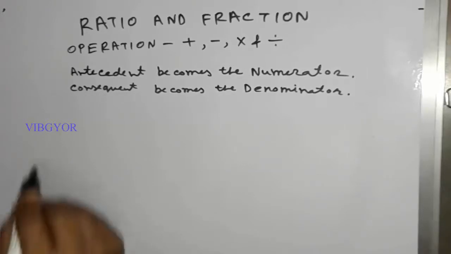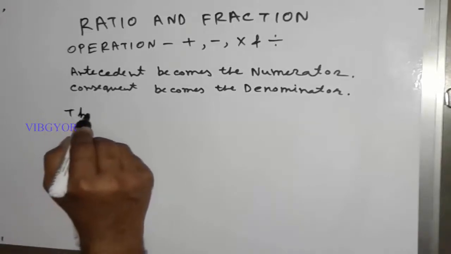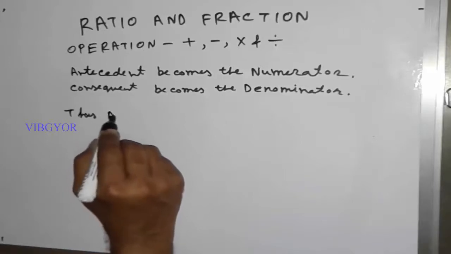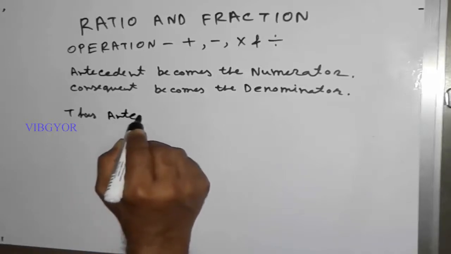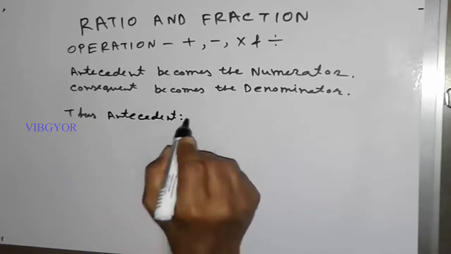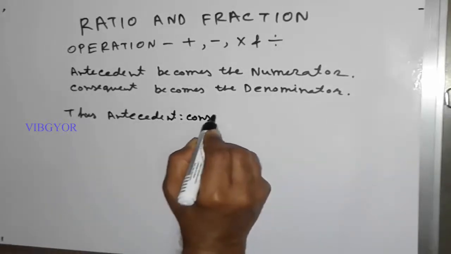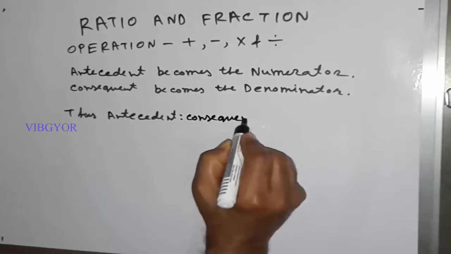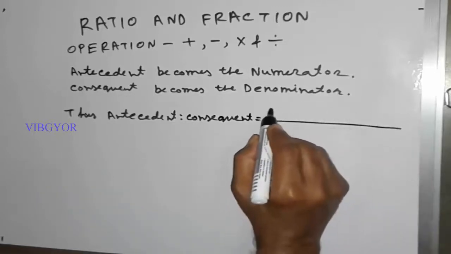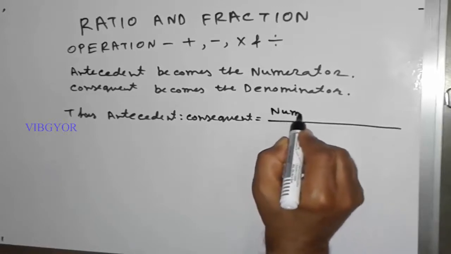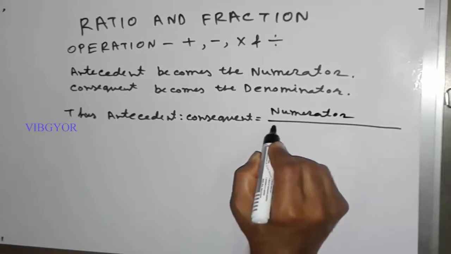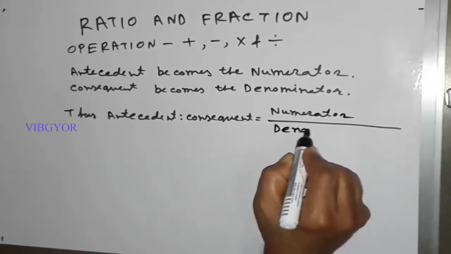Thus, here we get antecedent is to consequent is equal to numerator divided by denominator.